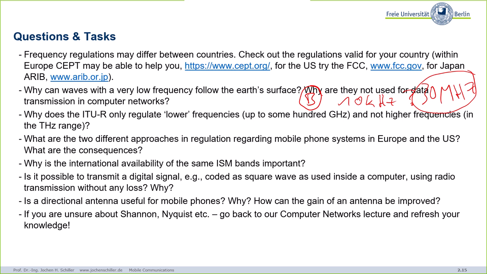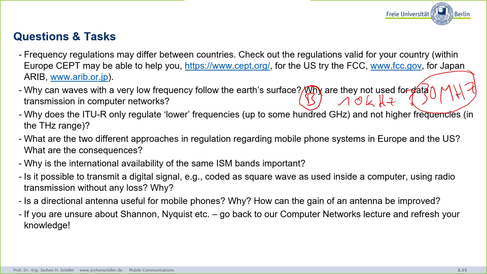Yes, because wireless LANs operate at 2.4 or 5 gigahertz. And then we have a problem already with a single wall, especially at 5 gigahertz. Maybe you noticed at 2.4 gigahertz, you will receive many more networks from your neighbors compared to 5 gigahertz, because the attenuation of walls, etc., is way higher at higher frequencies. So that's the idea. So this is why we don't have to regulate the high frequencies by ITU-R. These are different authorities regulating this, so X-rays, etc.